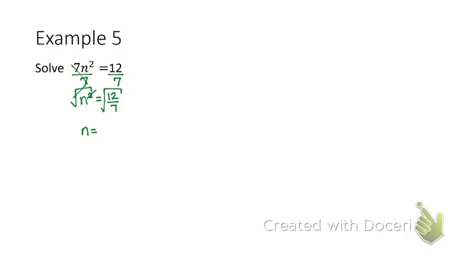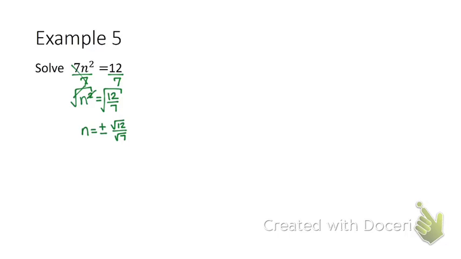When I take the square root, what kind of answers do I get? Plus or minus. And then it's the square root of the 12 over 7. But remember, we said before, if we have the square root of a fraction, we can separate it. So we can say it's the square root of 12 over the square root of 7. Something like this.